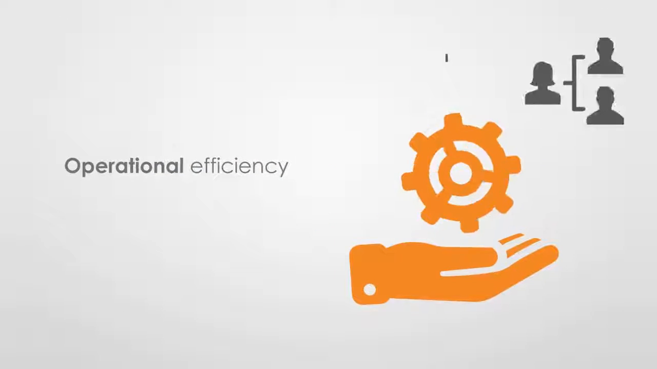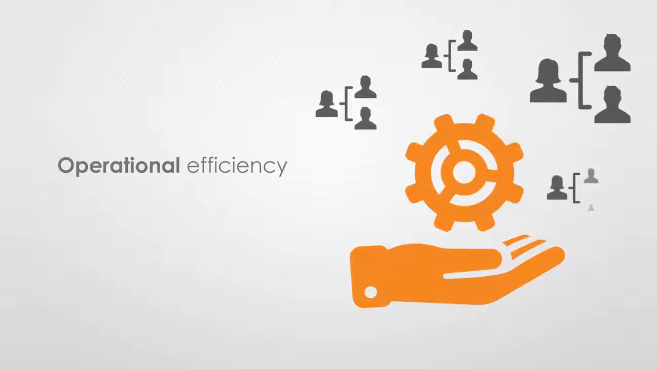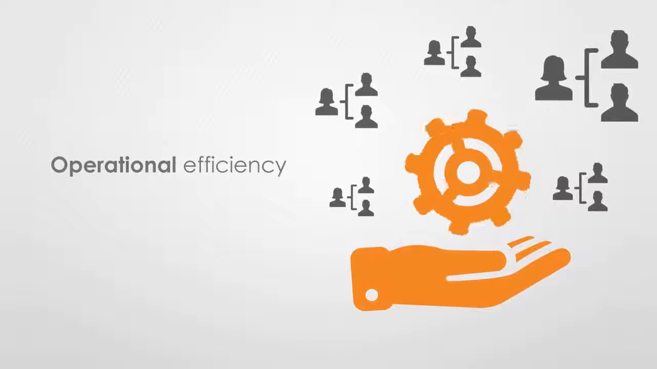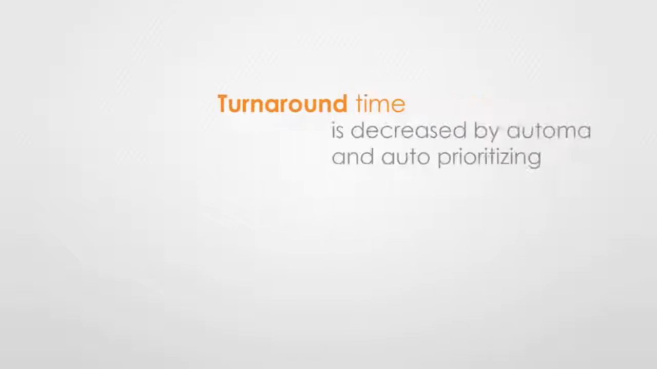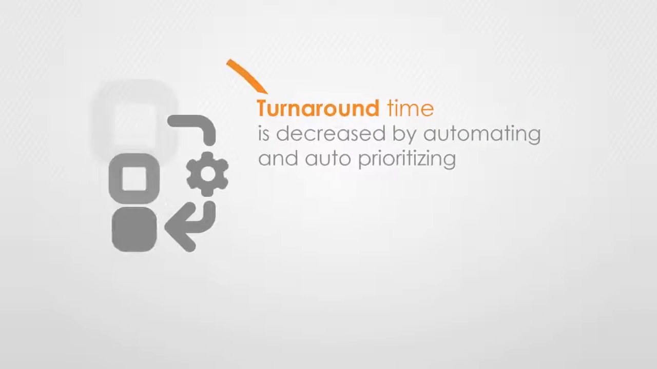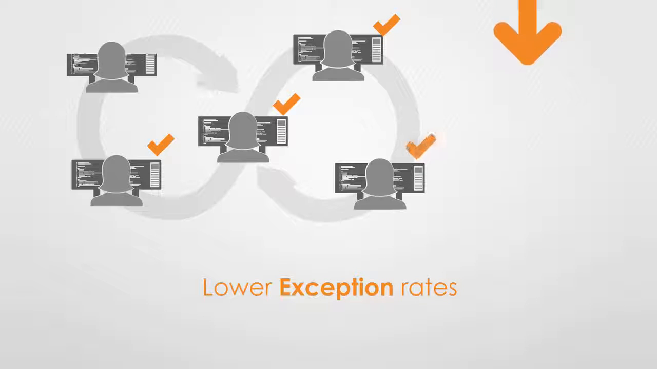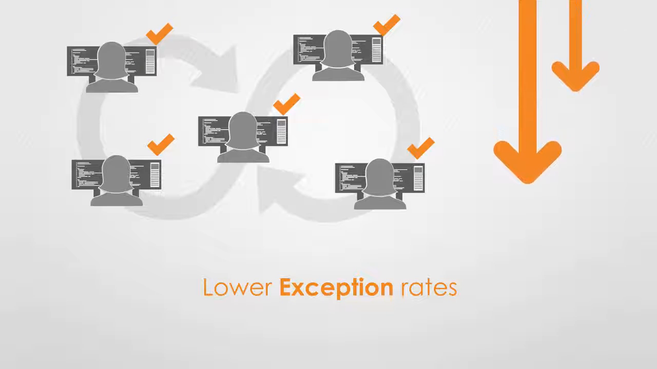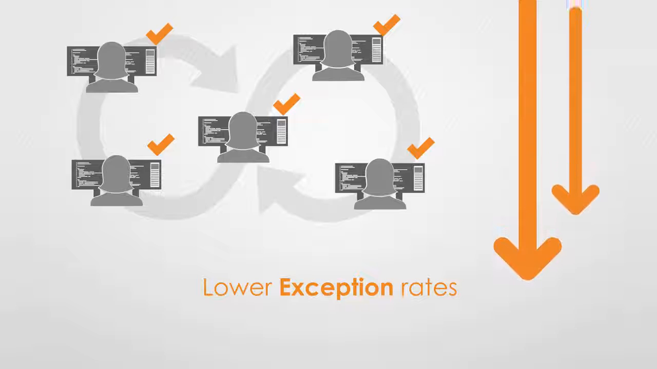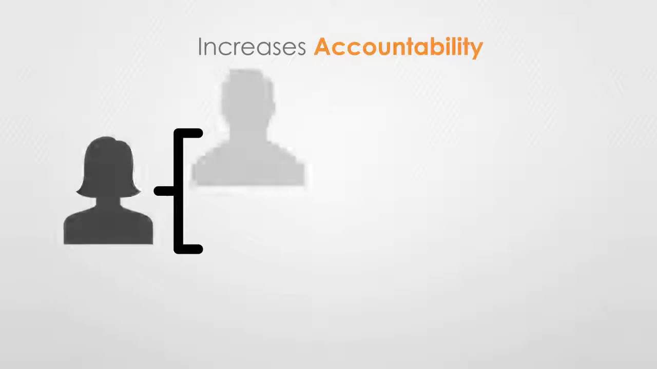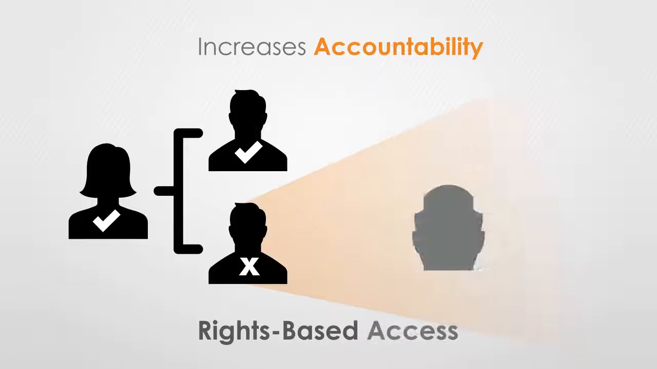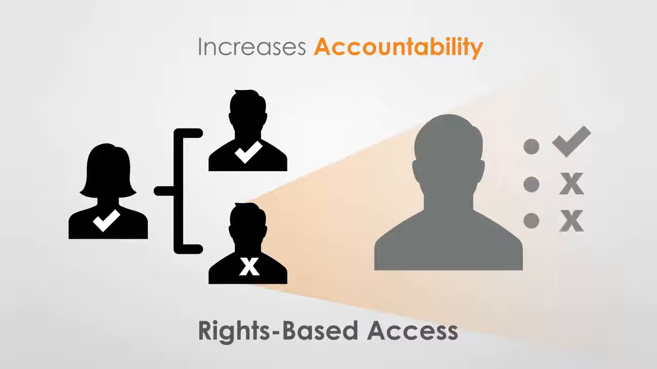Operational efficiency is improved by bringing all activities of multiple departments within one workflow system. Turnaround time is decreased by automating multiple activities and auto-prioritizing cases. Exception rates are brought down by applying validation and integrating with systems to facilitate enterprise-wide collaboration. It increases accountability by providing rights-based access at department and user levels.